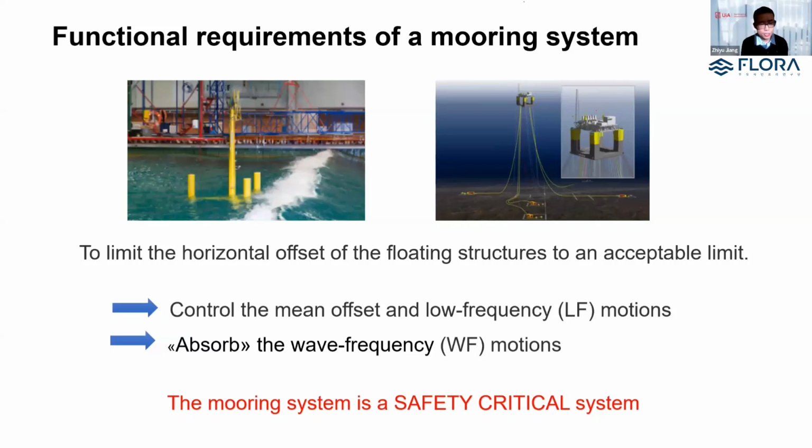Functional requirements of the mooring system. We want to limit the horizontal offset of the floating structure to an acceptable limit. Why do we want to keep it to an acceptable limit? Because it is not the mooring system that gives this requirement. It is actually other components, for example, power cables, that may not be able to tolerate very large offsets. That's why we want to keep the system within a certain motion range.